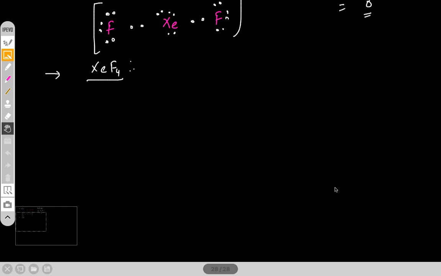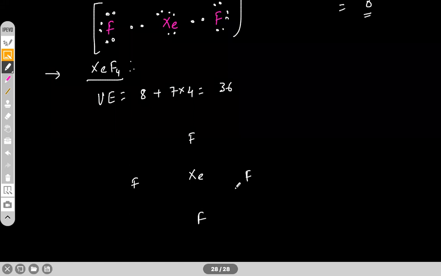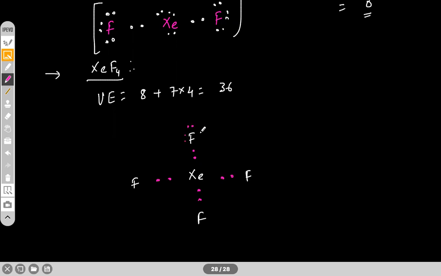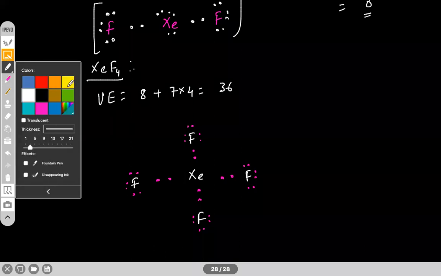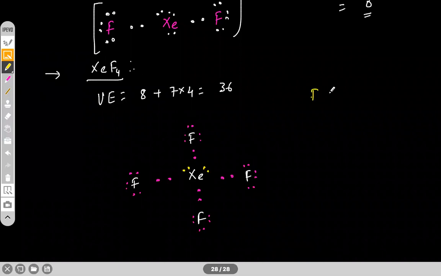So XeF4, how many valence electrons, Parvati? Shitesh, how many valence electrons? Is it 36? Yeah, 8 plus 7 into 4, 36. So the central atom is obviously Xe. Then fluorine, fluorine, fluorine, and fluorine. So we'll have 1, 2, 3, 4, 5, 6, 7, 8. Then 6 electrons on each fluorine atom. That plus this is 32. 32 electrons we have used. So xenon will have two lone pairs on it. Is it two lone pairs on xenon? Right? The formal charge on fluorine is zero. Xenon, it's also zero.